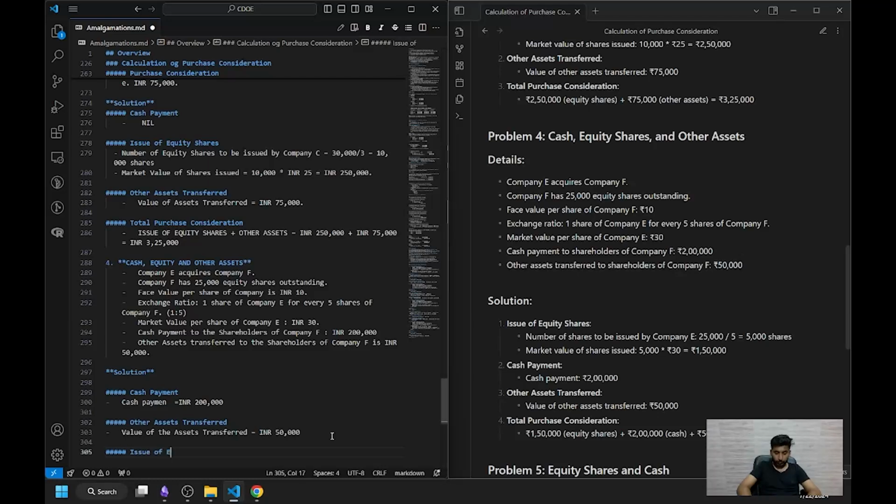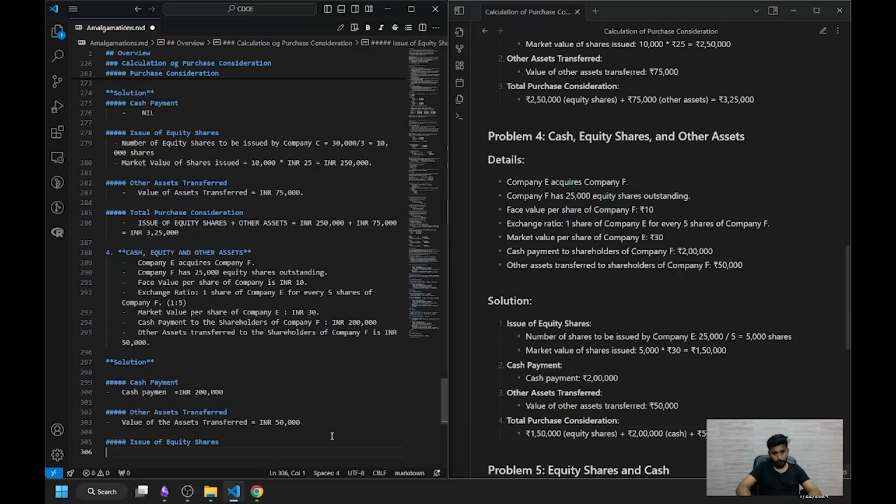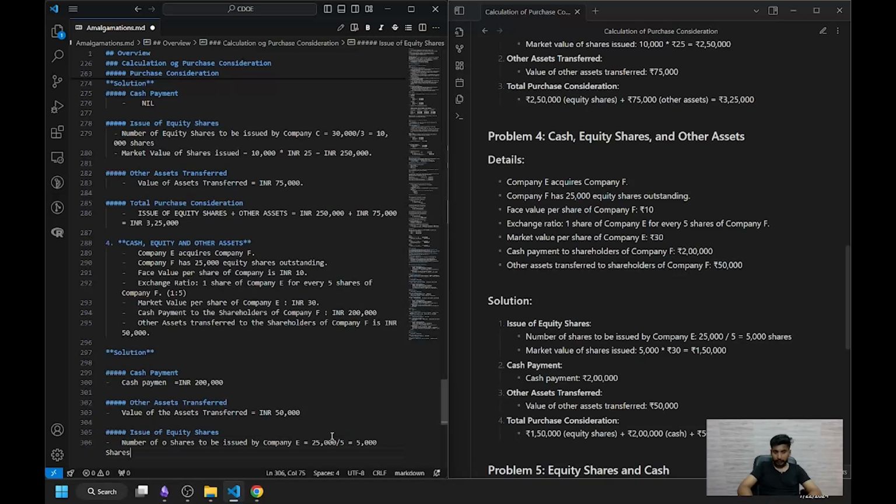issue of equity shares. Okay. So, number of the shares to be issued by the company E will be equal to 25,000 divided by 5, which is equal to 5,000. Why? Because the ratio of the accretion is 1:5.